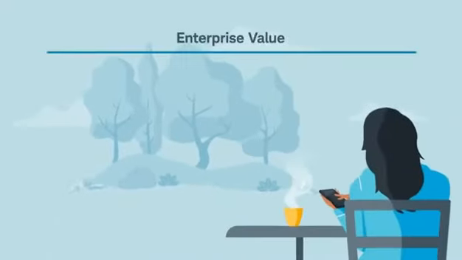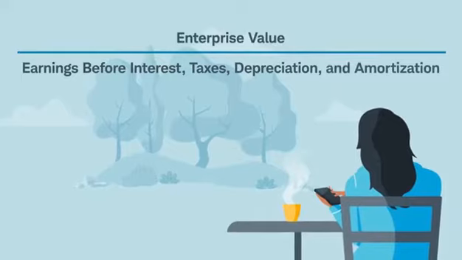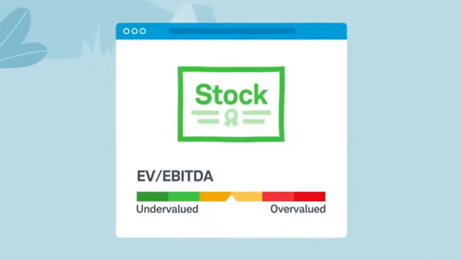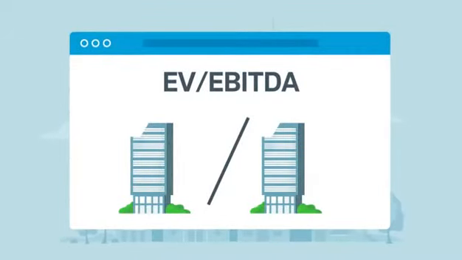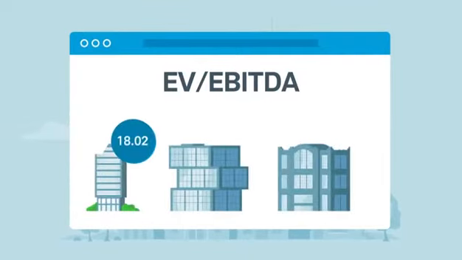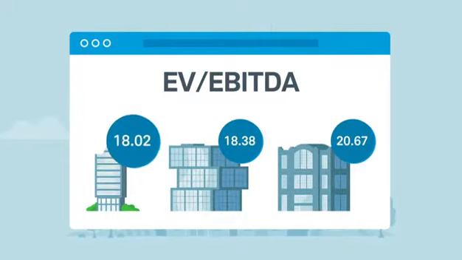The enterprise value to earnings before interest, taxes, depreciation, and amortization ratio, or EV to EBITDA, is a mouthful, but it's also a tool that investors can use to help determine if a stock is potentially under or overvalued. EV to EBITDA compares the total value of a business to its operating profits. The results can then be stacked up against other companies to determine which company is a better value. Generally, the lower the number, the better.